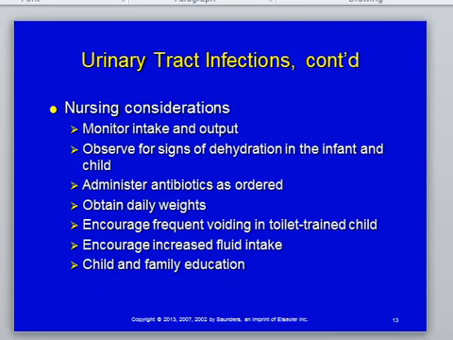So our nursing considerations, we want to monitor I&O, we want to observe for signs of dehydration in the infant and the child, administer antibiotics as ordered, obtain daily weights, encourage frequent voiding, especially in the toilet-trained child, because as children, they'd rather play than pee or poop. So we want to make sure that we remind them.